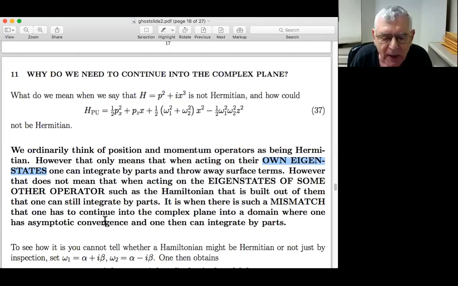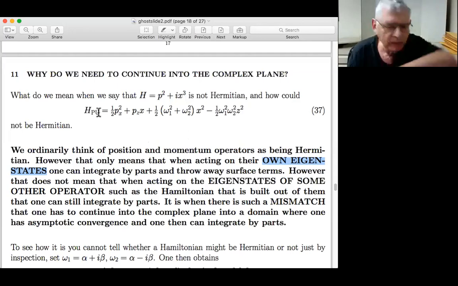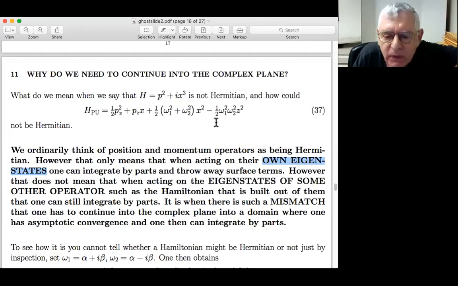When there's a mismatch between the states, the eigenbasis of the operators in the Hamiltonian and the eigenbasis of the Hamiltonian itself. So we've not met this before, but it was first recognized by Carl Bender and his collaborators, and it's a fairly reasonable possibility in physics.